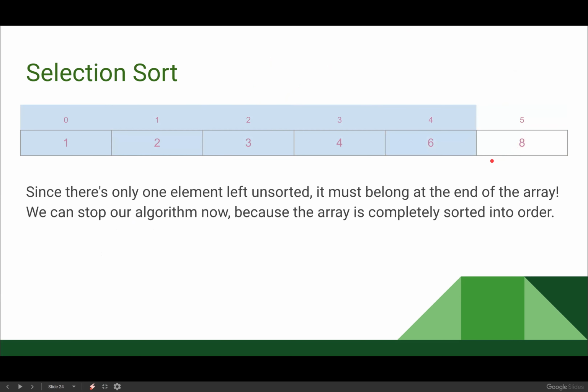And hey, wouldn't you know, since there's only one element that's left that isn't sorted, it must belong at the end of the array. We've swapped back and forth over and over, and this is the only quote-unquote unsorted element. So it has to go at the end anyway. So we can stop our algorithm here because we know everything up until this point is sorted, and if there's only one thing left, of course it's going to be sorted as well. So that's a visual walkthrough of how selection sort works.